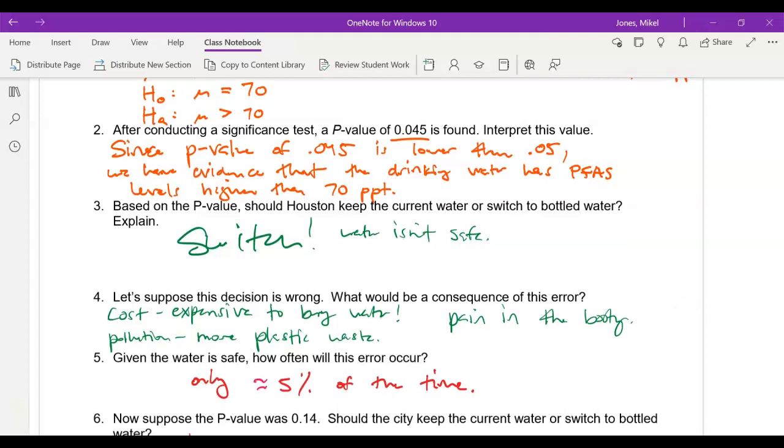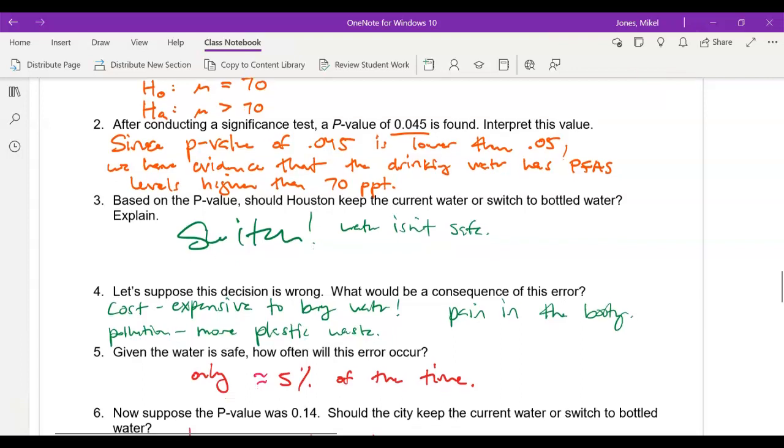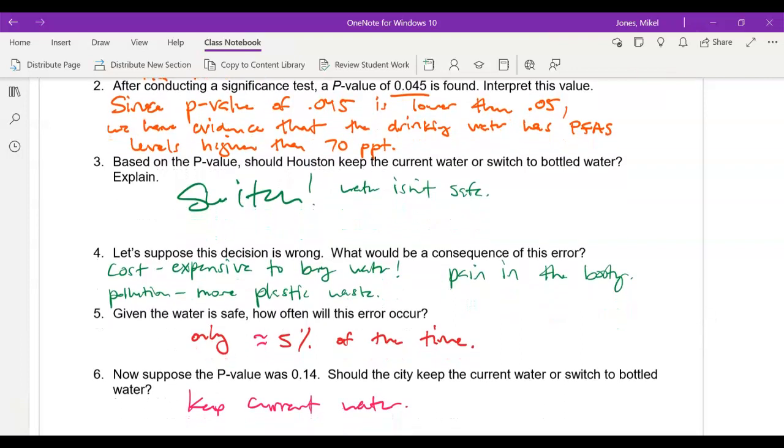Now, suppose the p-value was 0.14, kind of like it was in the example from yesterday's lesson. Should the city keep the current water or switch to bottled water? A p-value of 0.14, that's pretty high. We probably wouldn't have enough evidence to make the claim that the drinking water is unsafe. But I don't know, I would still feel kind of unsettled. So we would keep the current water, but I would be cautious. I would basically want them to do more research, wouldn't you?